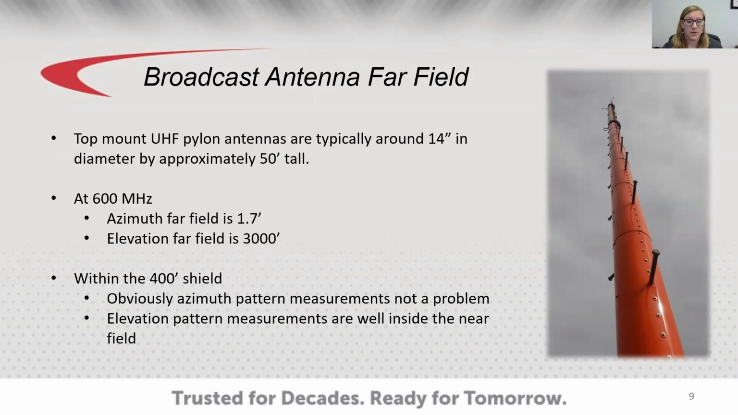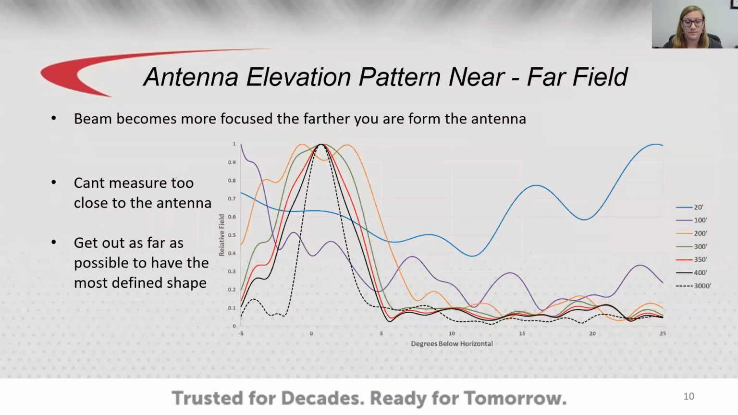Now you may be thinking, okay, the elevation pattern will be a little unfocused, but how far off could it really be? Take a look at this plot showing the calculated elevation pattern of an antenna at varying distances from that antenna. The dotted line is the far field elevation pattern, and the solid lines are elevation patterns at varying distances up to 400 feet from the antenna. You can see that too close to the antenna, as shown in the solid blue line on the slide, the radiation is completely unfocused. The farther out you move, the more defined the pattern becomes. But even at 400 feet, the elevation pattern can vary significantly from the desired far field pattern.